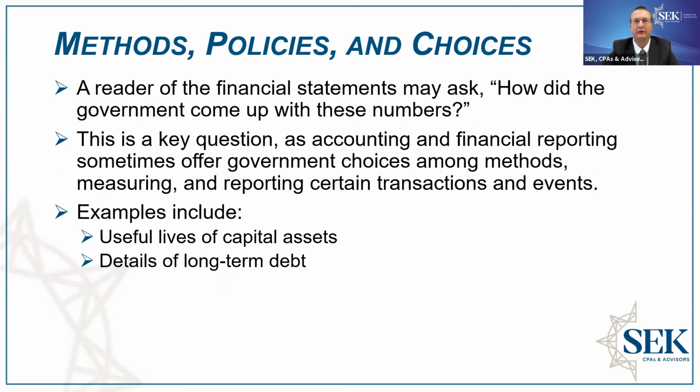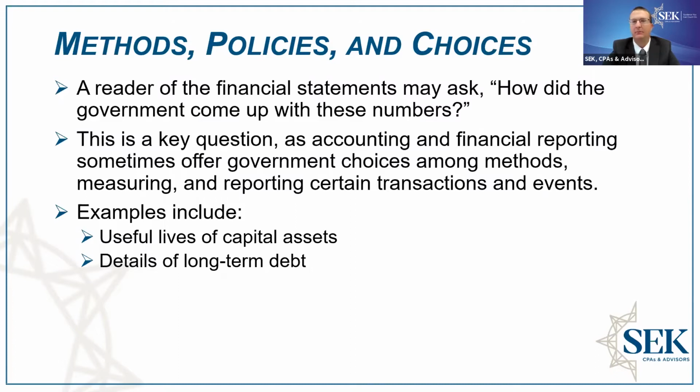As far as the methods, policies, and choices, this is a little bit more detail as to what's typically included in the summary of significant accounting policies. A lot of times a reader of the financial statements wants to be able to answer the question, how did the government come up with these numbers? That's ultimately what note number one, the summary of significant accounting policies, is used for. And it's very important to explain the methods, measurement, and reporting of transactions and events.